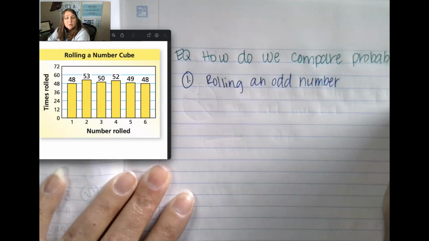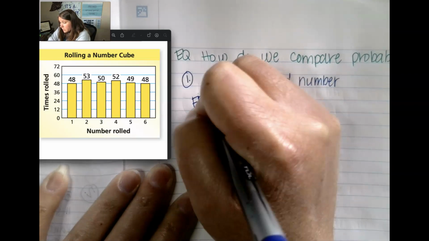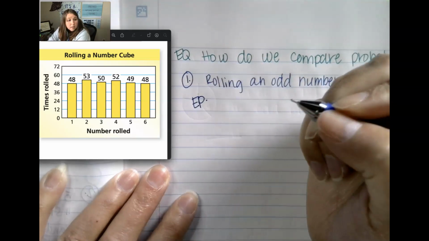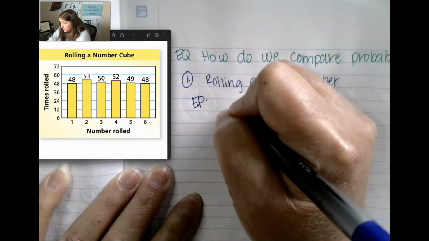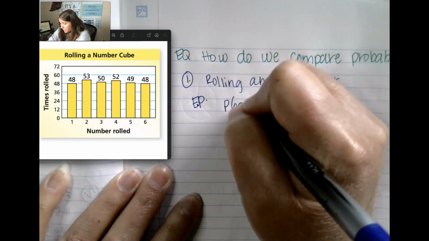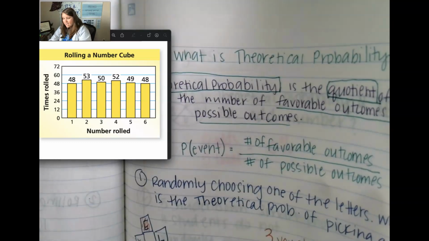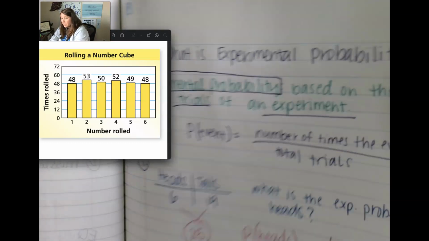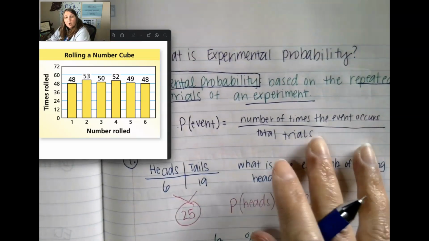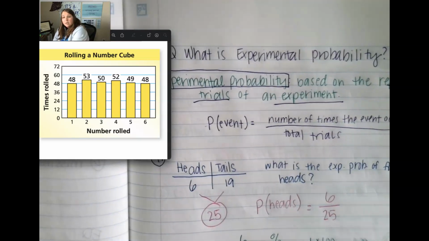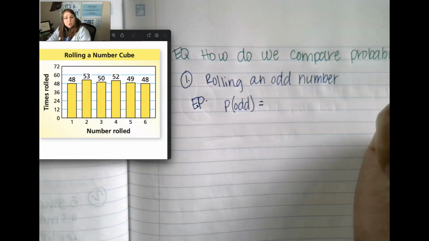Okay, so the first thing we want to do is figure out the experimental probability. We know the experimental probability is going to look at the probability of rolling an odd number. And in order to do that, we are going to create a fraction. In our fraction, we're going to have the number of times the event happens over the number of trials.